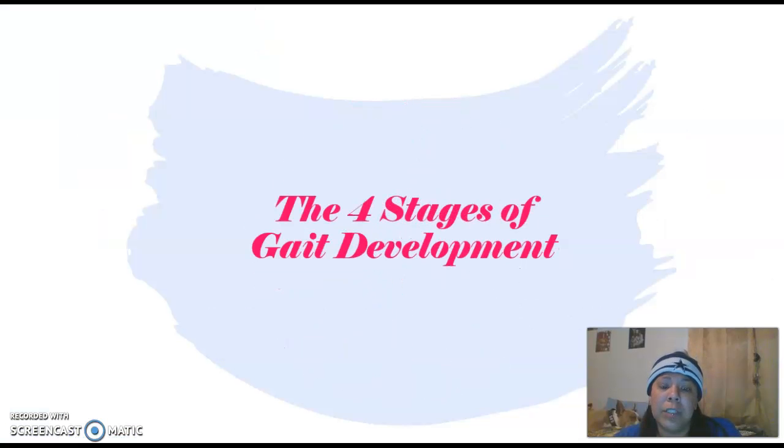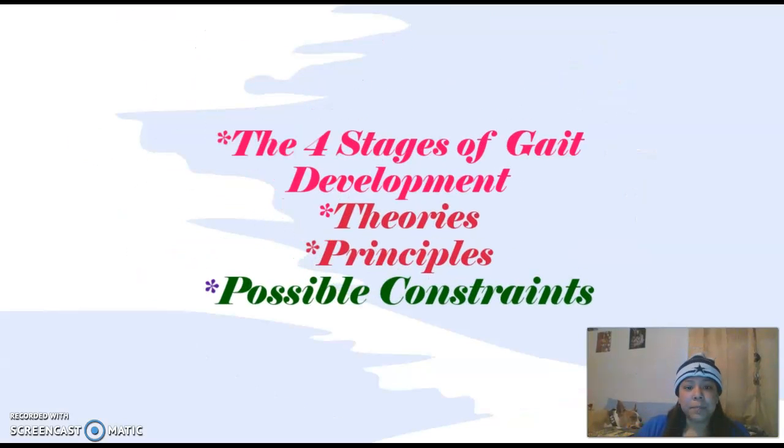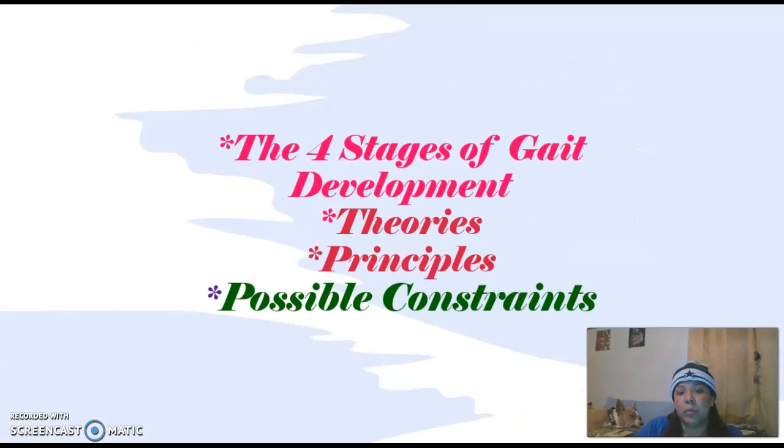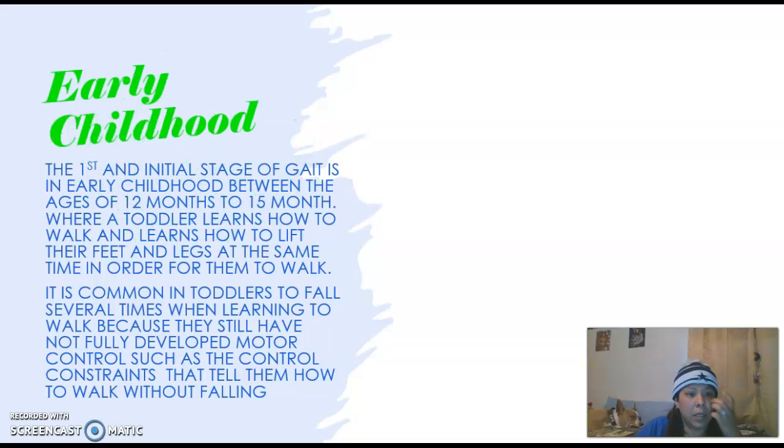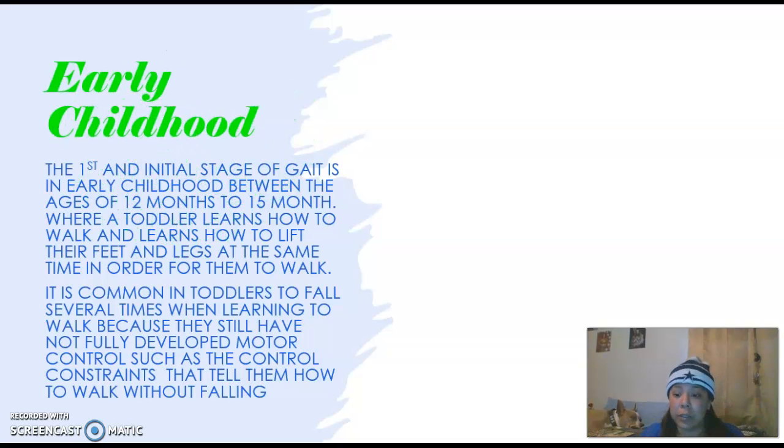The 4 stages of gait development: theories, principles, and possible constraints. Early childhood, obviously, is where it all begins. Between months 12 and 15 after you're born is when a child learns how to start walking.